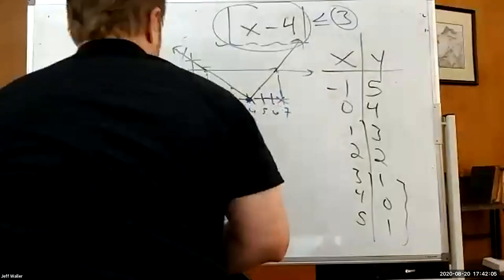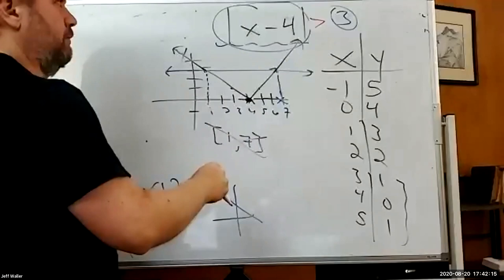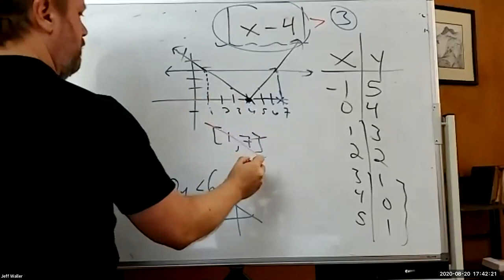What if I were to go back and make this greater than 3? Now what would the answer be? Where's the black line above the blue line? Anything less than 1 and anything above 7? So from negative infinity up to 1, or from 7 to infinity.